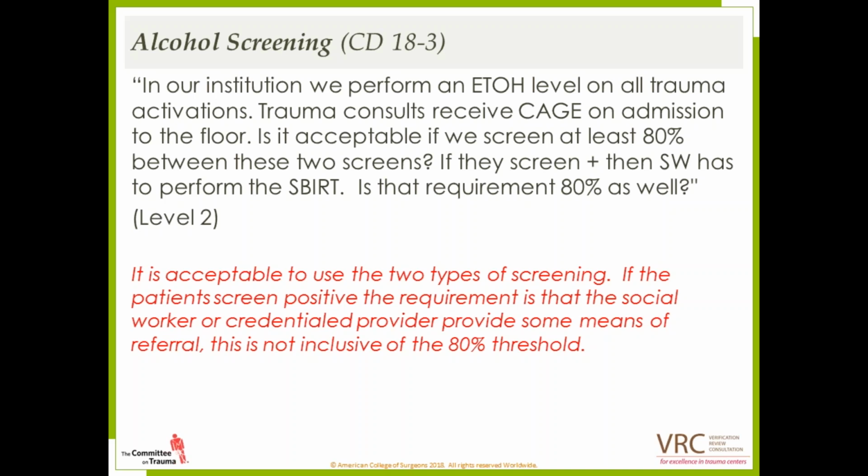And got another one on alcohol screening. In our institution, we perform an ETO level screen on all trauma activations. Trauma consults receive CAGE on admission to the floor. Is it acceptable if we screen at least 80% between these two screens? If they screen and then a social worker has to perform the SBIRT, is that requirement 80% as well?